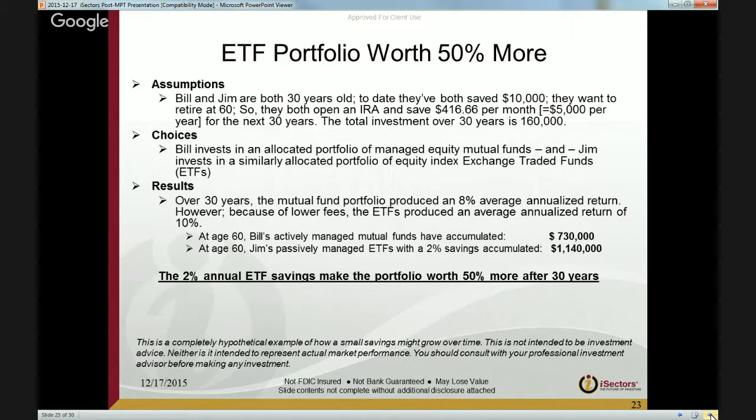The results over a 30-year period: the mutual fund portfolio produced an 8% average annualized return. However, because of the lower fees, the ETF portfolio produced an average annualized return of 10%. So at age 60, Bill's actively managed mutual fund portfolio accumulated $730,000, while Jim's passively managed ETF portfolio with a 2% savings generated $1.14 million. So you can see that 2% savings compounded over 30 years is worth almost 50% more over a 30-year period, which is obviously quite substantial.